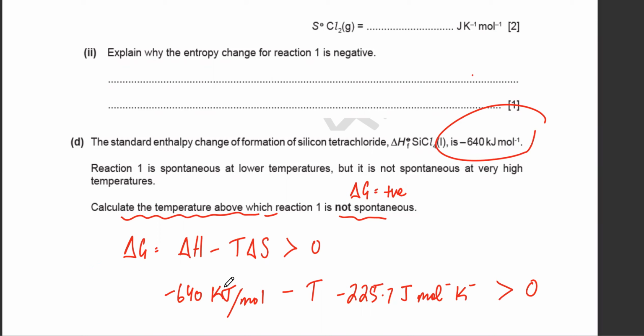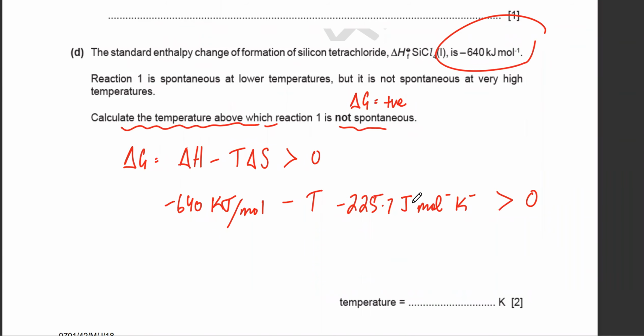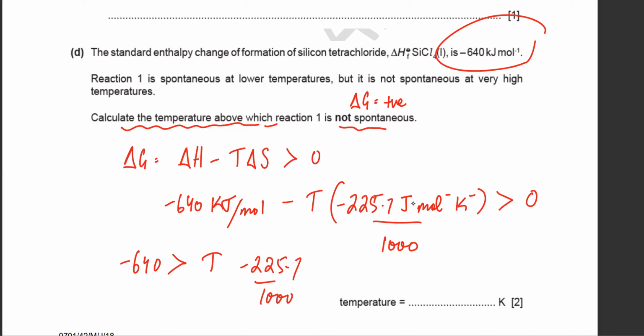The only thing that you always have to be careful about is that enthalpy changes are in kilojoules, while entropy changes are in joules. So this thing needs to be divided by 1000. So it's minus 640. You take everything else on the other side of the inequality, it's going to be T and minus 225.7 divided by 1000. Remember, when the sign changes, the inequality flips. So if I make both signs plus, the inequality in between is going to change. It would be facing this side now. Take this to the other side and it's going to be times 1000.